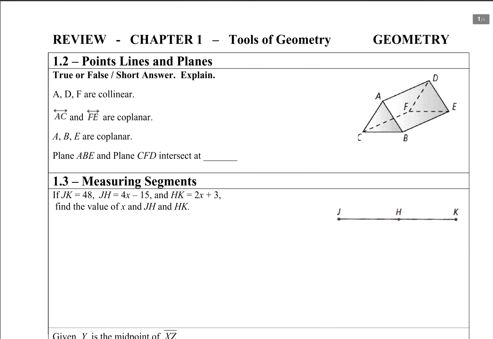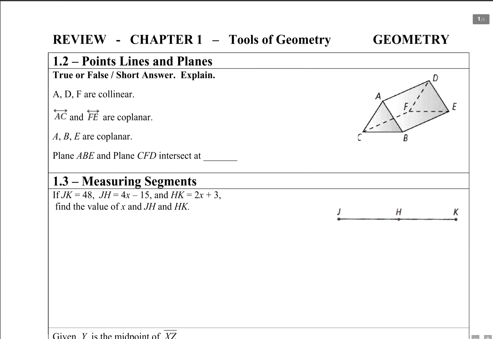All right, review of chapter 1. Let's see how far we can get. 1.2 was on points, lines, and planes, and there was a lot of naming and notation in that. So our first problems here say true or false or short answer and explain your answer. So that's going to be definitions and postulates that help us do that.